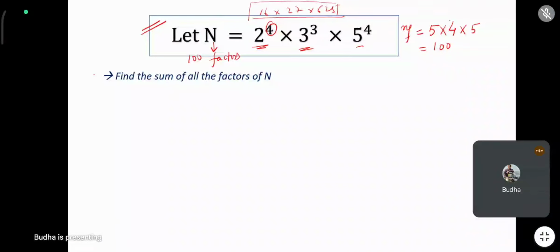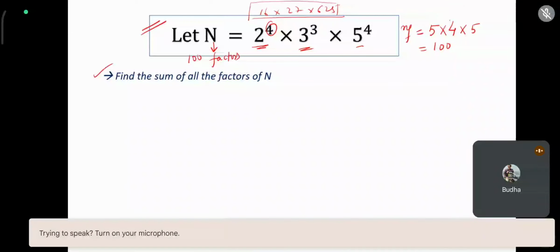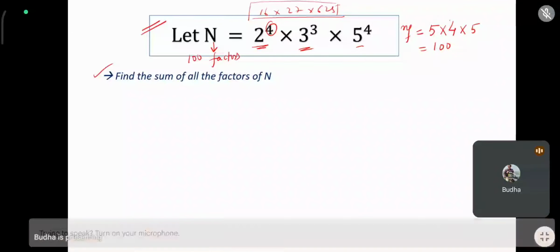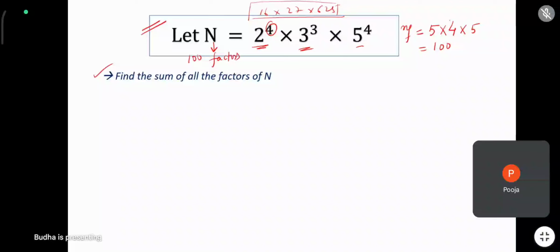Now this question they are asking, वो सारे factors को अगर add करोगे... Pardon, come again? कोई doubt है? Any question? Any query?